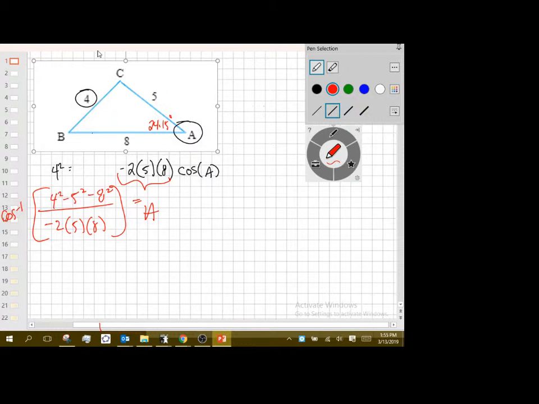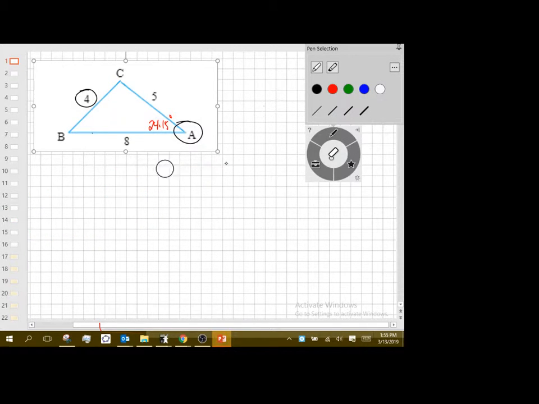Okay, so that's how we find that angle. That was obviously a long discussion for finding that angle. Hopefully we feel comfortable doing that. Okay, let's find angle B. I want to find B.